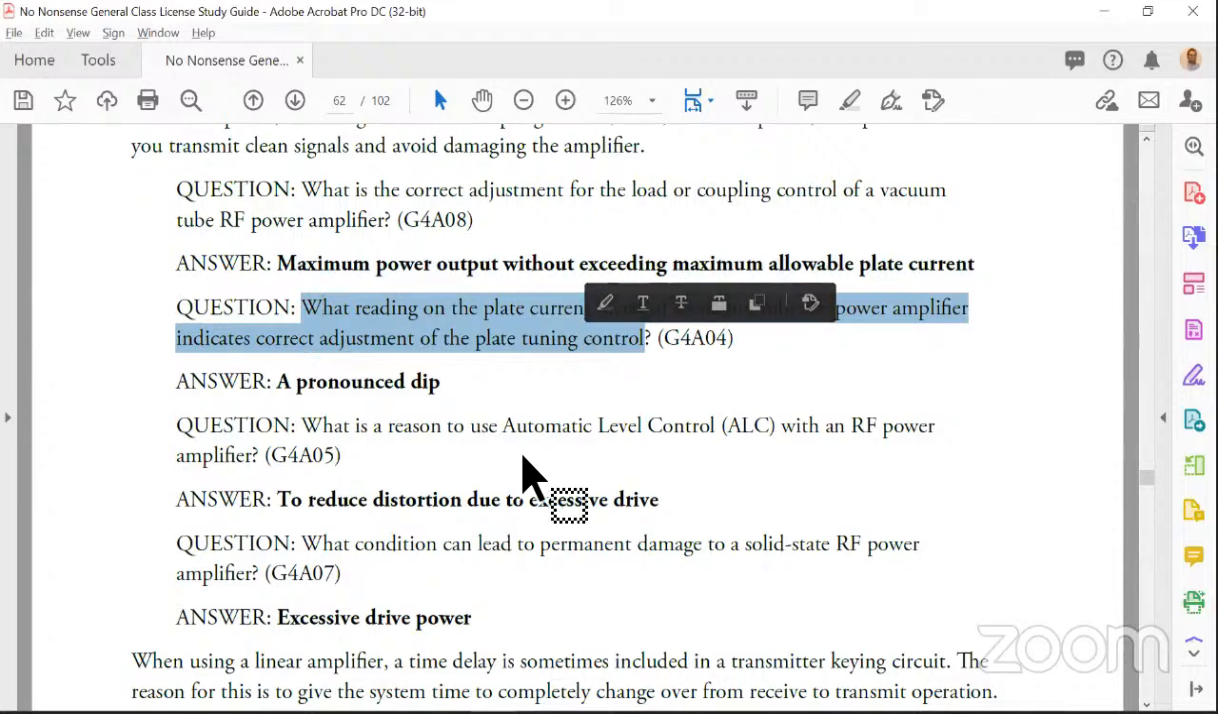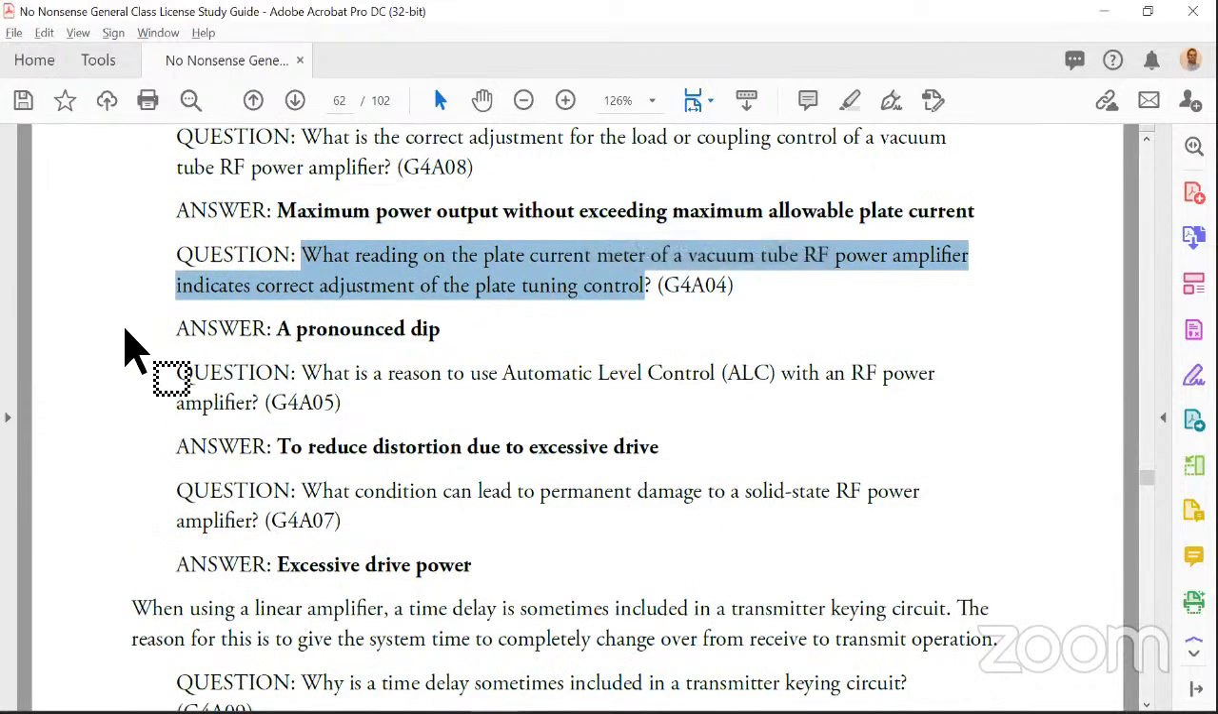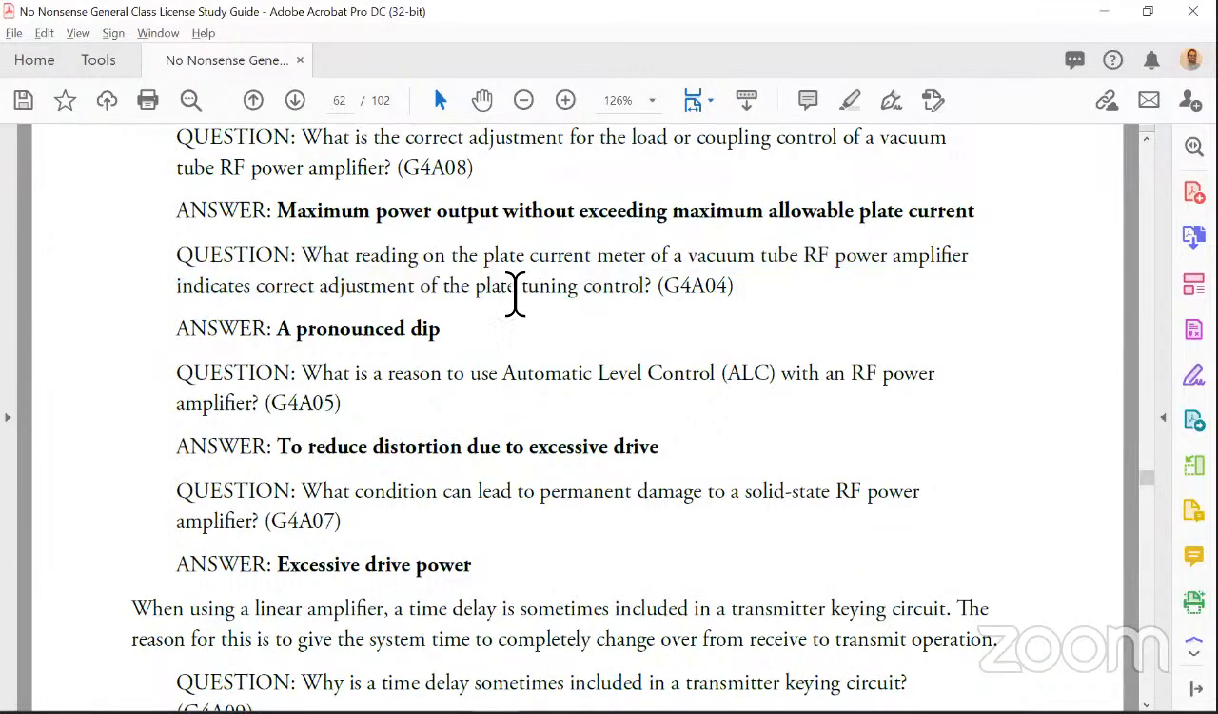Next question in the question pool, again sticking to vacuum tube RF amplifiers. What reading on the plate current meter of a vacuum tube RF power amplifier indicates correct adjustment of the plate tuning control? So let's dissect this question. What are they really asking us? Well, they're talking about a tube amplifier. That's what we're referring to. Not a solid state, it's a vacuum tube amplifier. So that's what we're talking about.